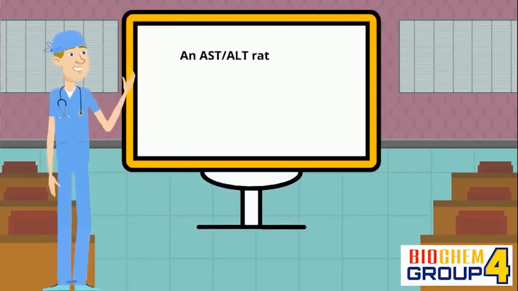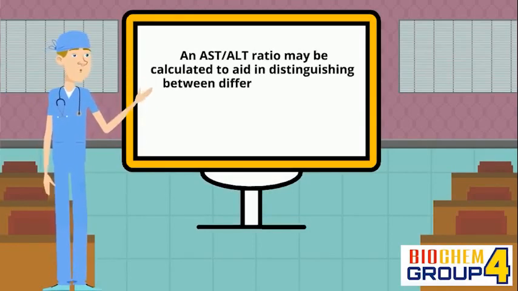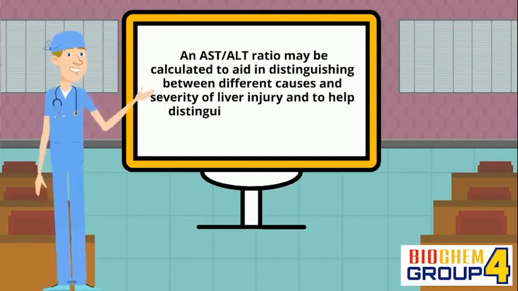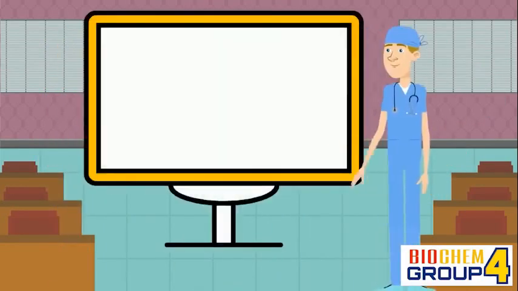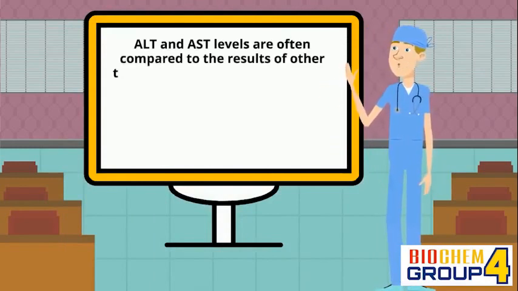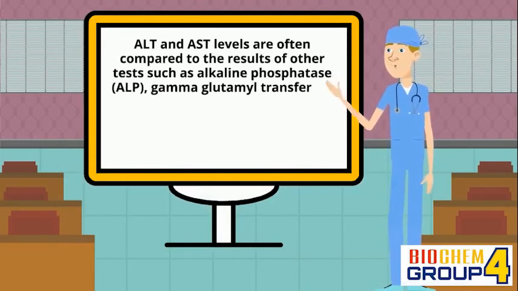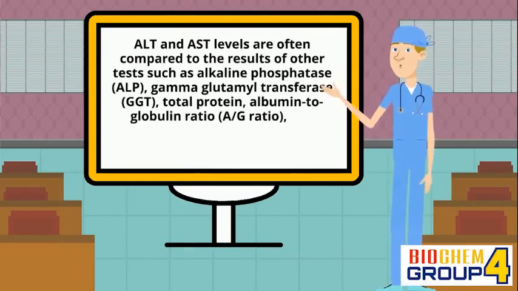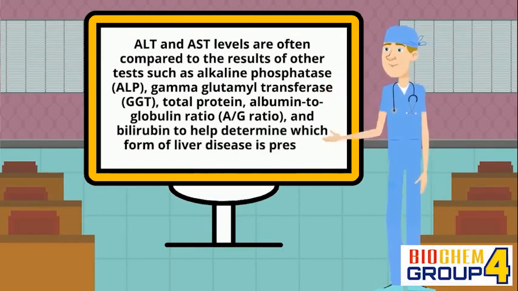An AST-ALT ratio may be calculated to aid in distinguishing between different causes and severity of liver injury, and to help distinguish liver injury from damage to heart or muscles. ALT and AST levels are often compared to the results of other tests such as alkaline phosphatase (ALP), gamma-glutamyl transferase (GGT), total protein, albumin to globulin ratio (A/G ratio), and bilirubin to help determine which form of liver disease is present.